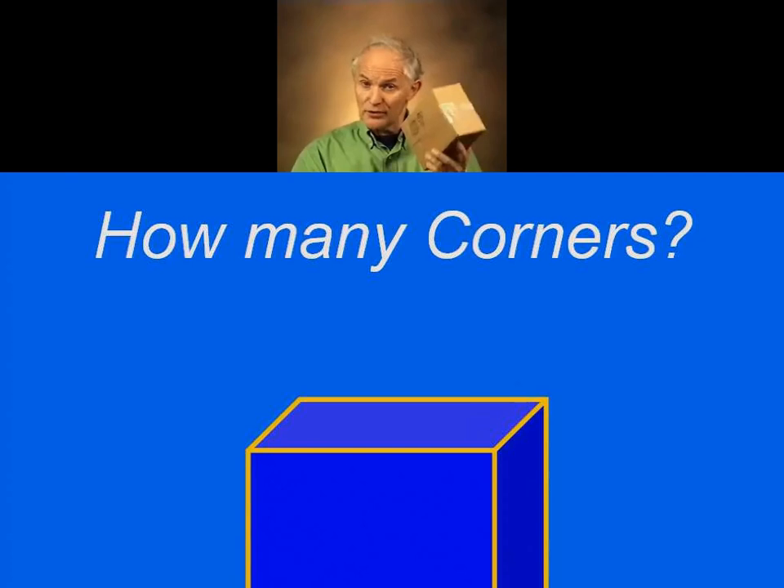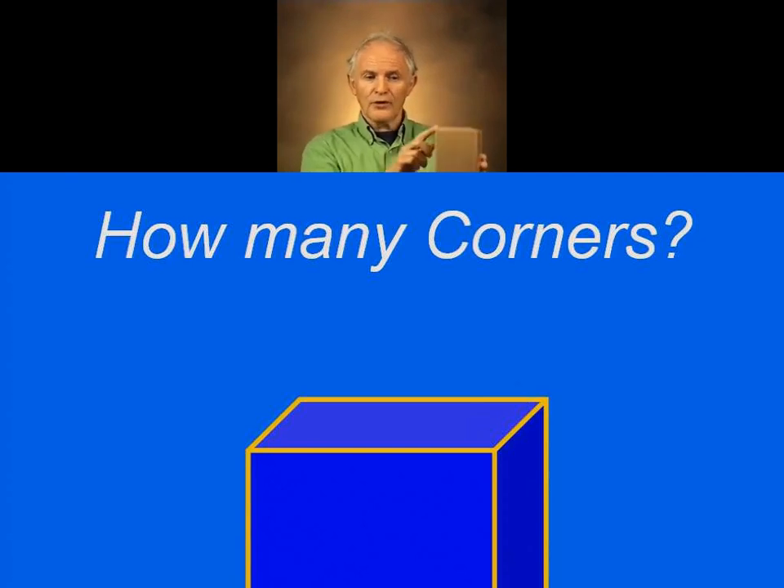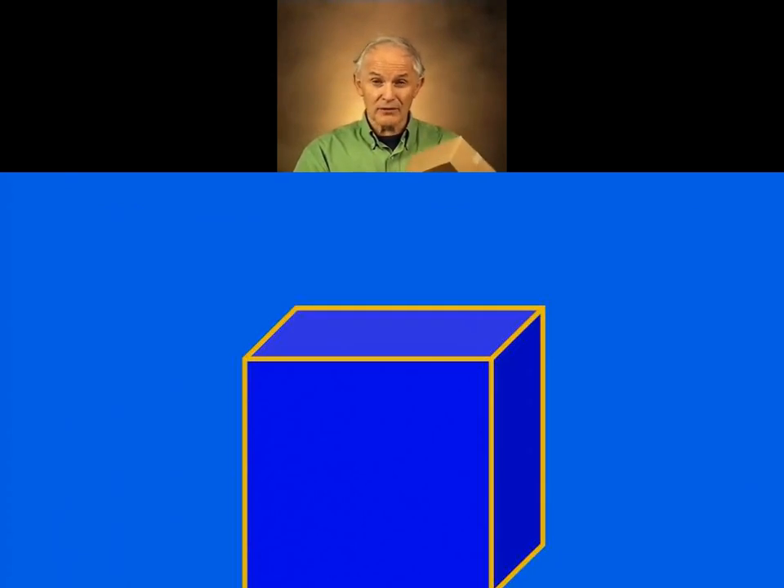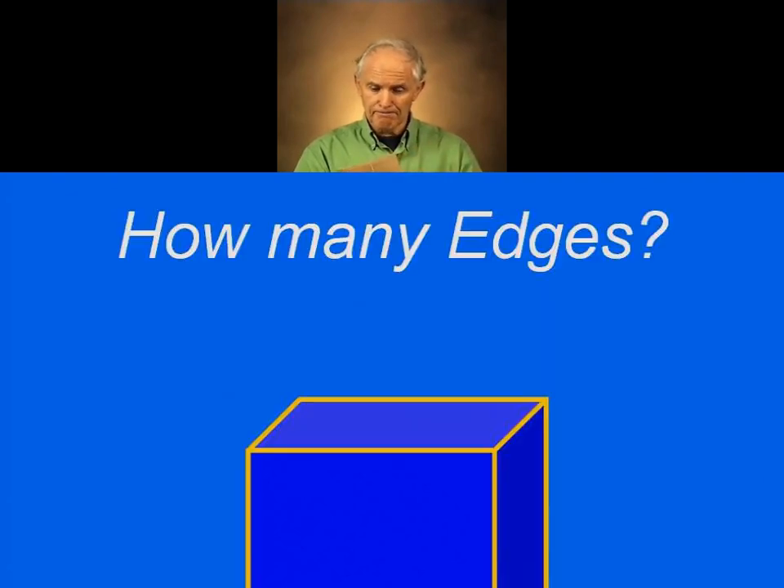Now then, how many corners on a cube? Well, 1, 2, 3, 4. 1, 2, 3, 4. 4 and 4 is 8. So, if we use the letter C for the number of corners, then C is equal to 8. And we can fill that in your table.